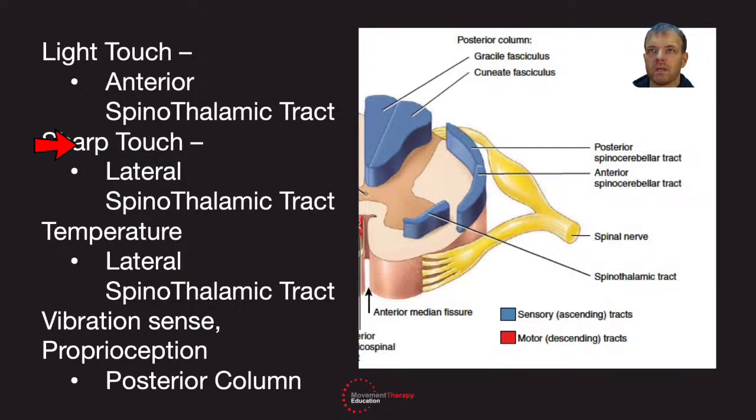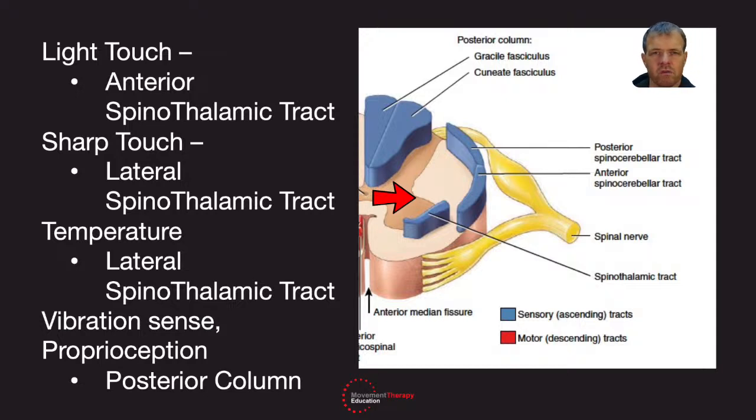Okay, sharp touch, like pinpricks, that kind of thing, is your lateral spinothalamic tract. So there'll be a section of the spinothalamic tract that's more lateral, and that will be specific to sharp touch and also temperature. If you feel something hot or super cold, that will activate thermoreceptors in the skin, which will send information via your dorsal root in here, and then that will go up your lateral spinothalamic tract and tell your brain what's going on.